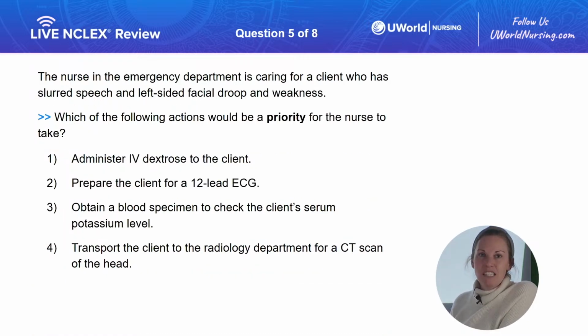The nurse in the emergency department is caring for a client who has slurred speech and left-sided facial droop and weakness. Which of the following actions would be a priority for the nurse to take? Option 1, administer IV dextrose to the client. Option 2, prepare the client for a 12-lead ECG. Option 3, obtain a blood specimen to check the client's serum potassium level. Option 4, transport the client to the radiology department for a CT scan of the head. All right, 30 seconds on the clock.